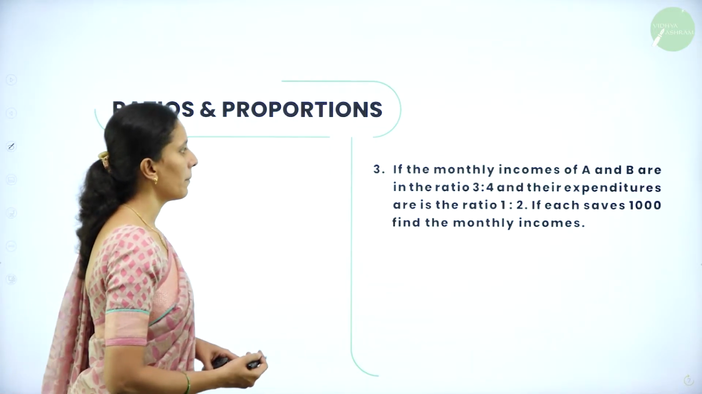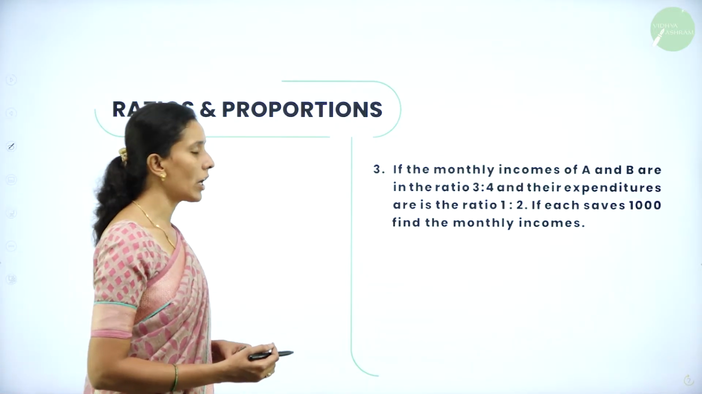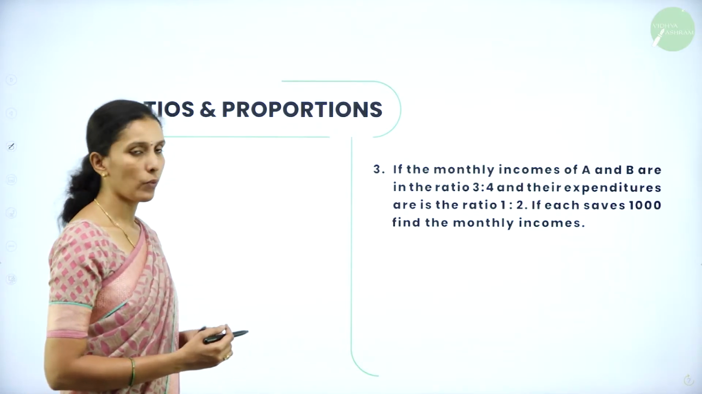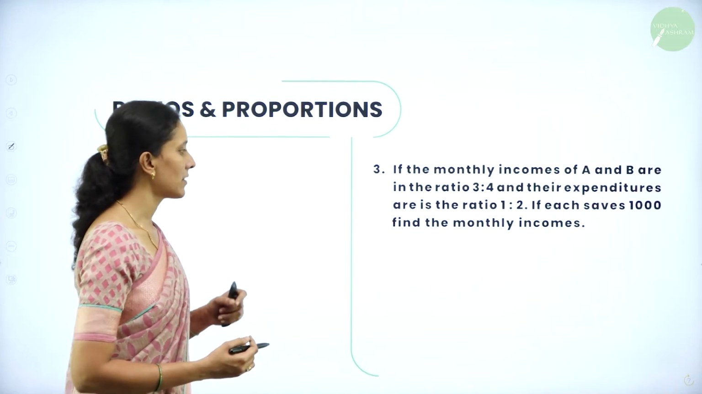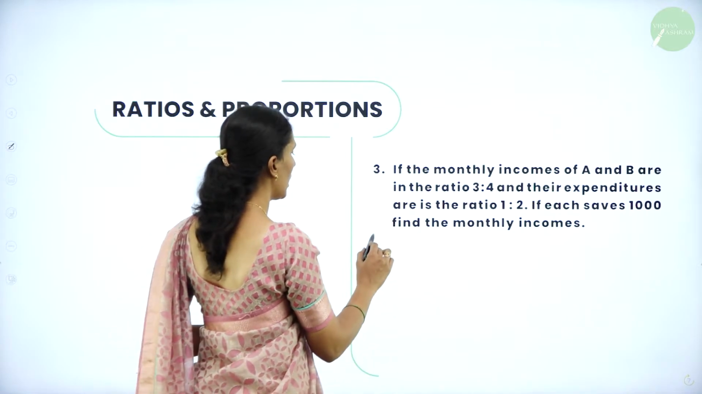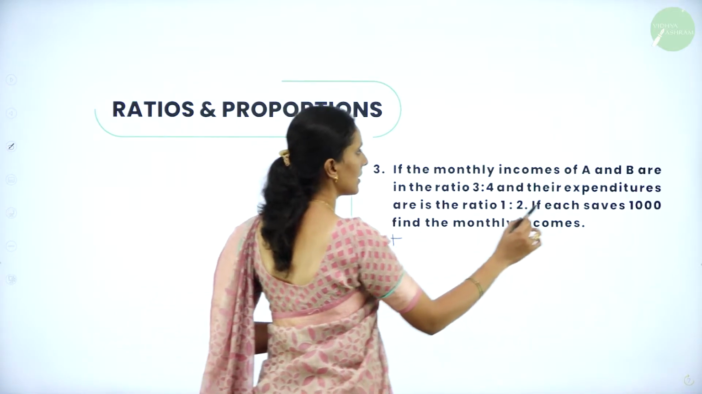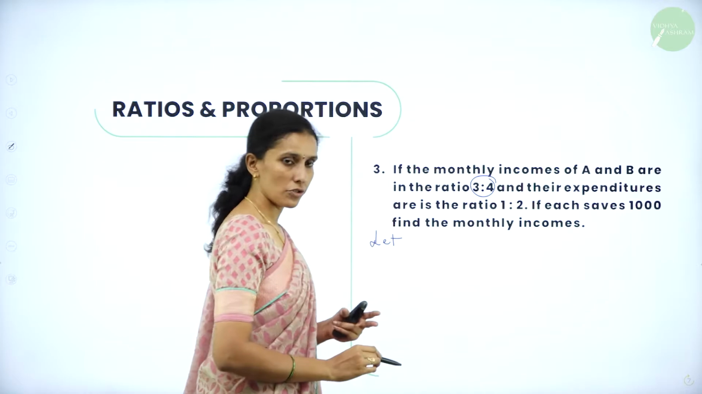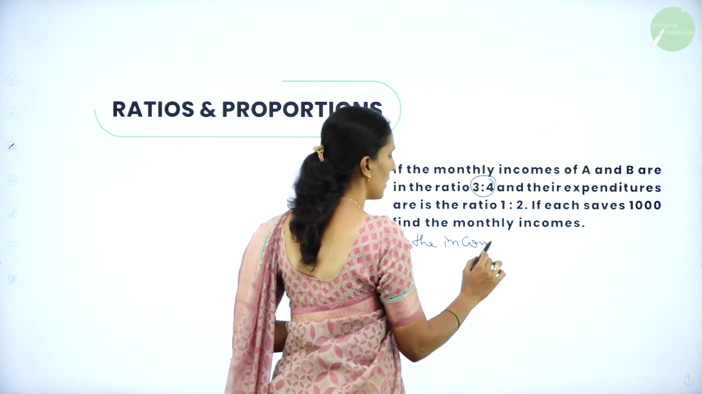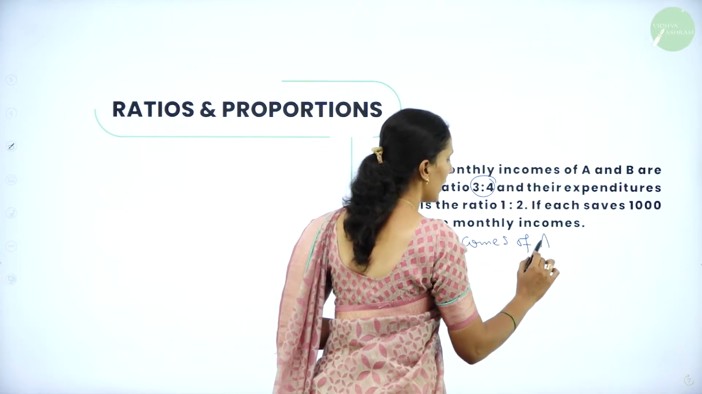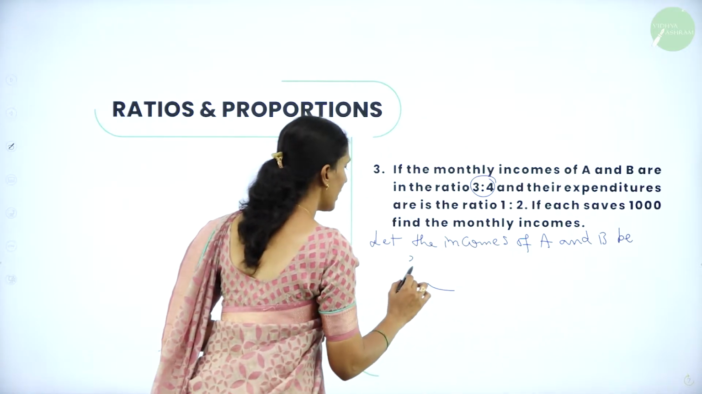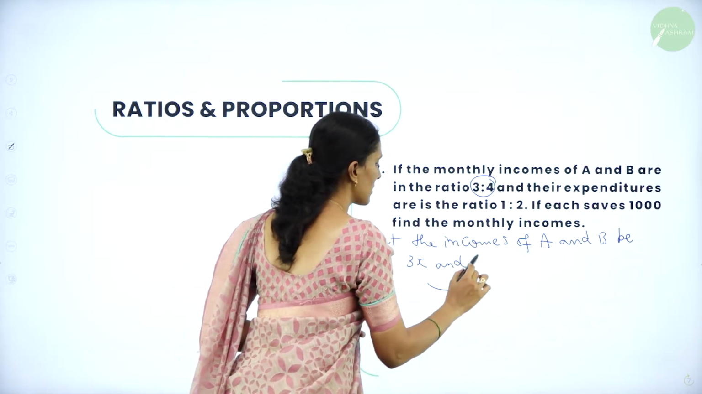Next I have, if the monthly incomes of A and B are in the ratio 3:4 and their expenditures are in the ratio 1:2, if each saves 1,000, find the monthly incomes. So let me take, since their income is given in the ratio 3:4, let the incomes of A and B be 3x and 4x.